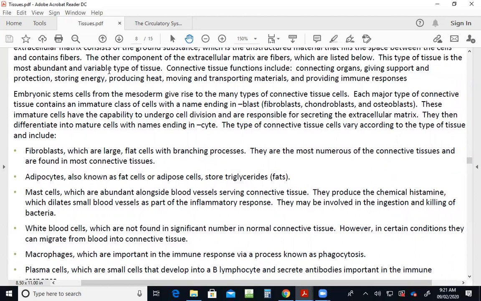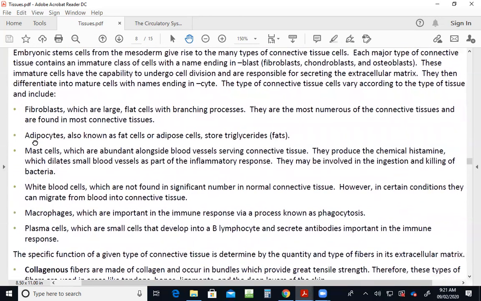Okay, comparing connective tissues to one another is kind of difficult because blood is very different from fat and very different than cartilage and very different than bone. They're very different. So there's a lot of diverse functions, connecting organs, giving support and protection, storing energy, producing heat, moving, transporting materials, and providing immune responses.